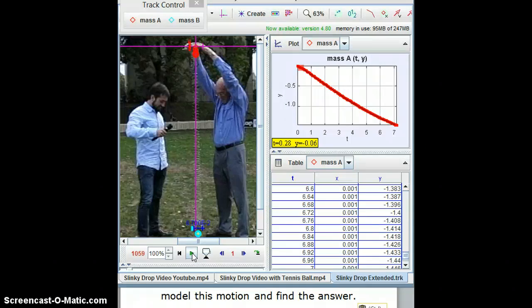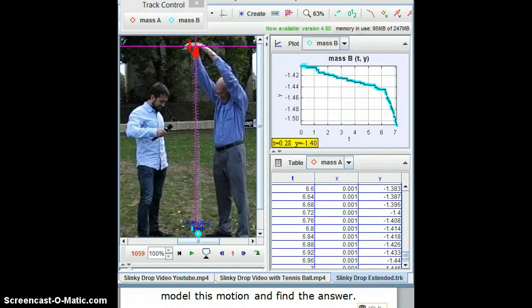I also did the same video and tracked the motion of the ball instead. And as you can see, it's relatively still throughout the video. I tracked both of these data and I put it on an Excel spreadsheet to compare them with the model. I modeled the same motion extracted from Tracker.